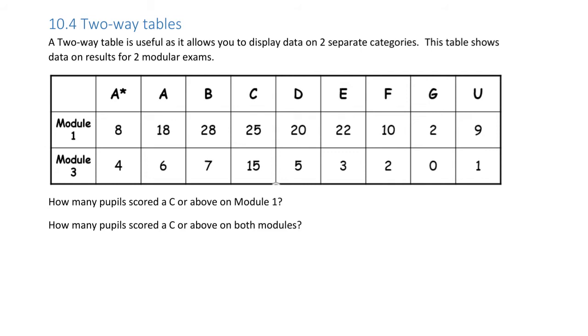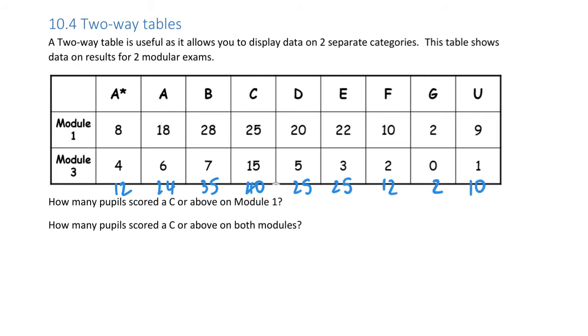8 people scored an A star in Module 1. 18 scored an A in Module 1, and 15 scored a C in Module 3. So what we can do then is we could also work out the total number of A stars. So we could add those, and we could see that there'd be 12 A stars, 24 A's, 35 B's, 40 C's, 25 D's, 25 E's, 12 F's, 2 G's and 10 U's.